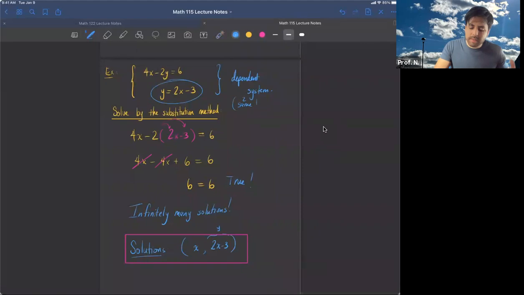Does that make sense? A dependent system means they're the same line, two of the same lines. These are the same. This is exactly this. If you were to solve for y, you get this same thing. So in a sense, you're just rewriting the line. You're saying x and then the y value is the line itself, y equals 2x minus 3. It sounds a bit redundant, it sounds unnecessary, but this is how we express the solutions for infinitely many solutions. All right, thank you.